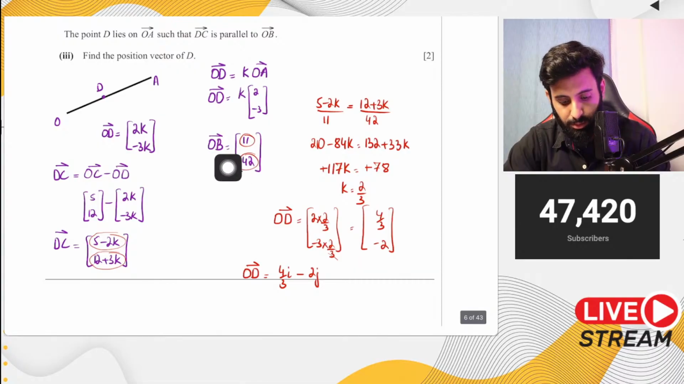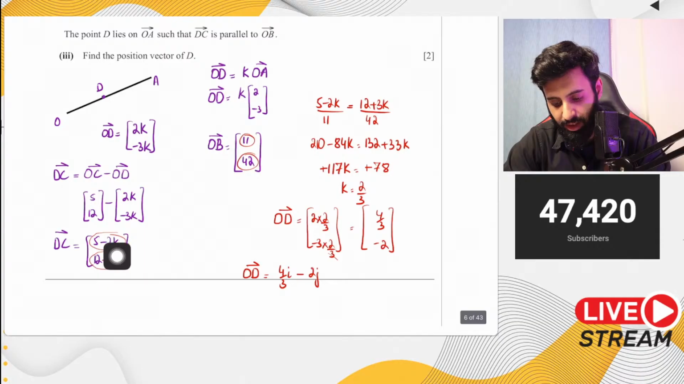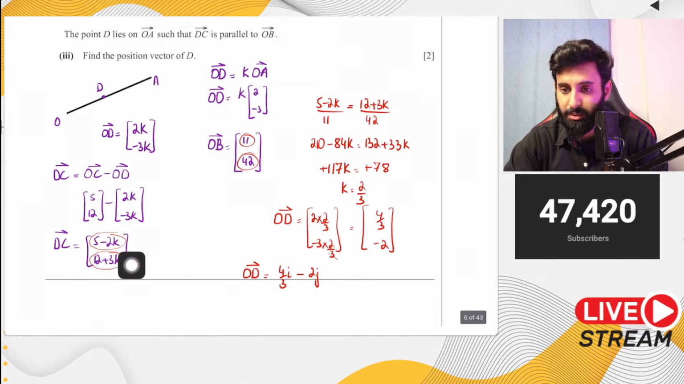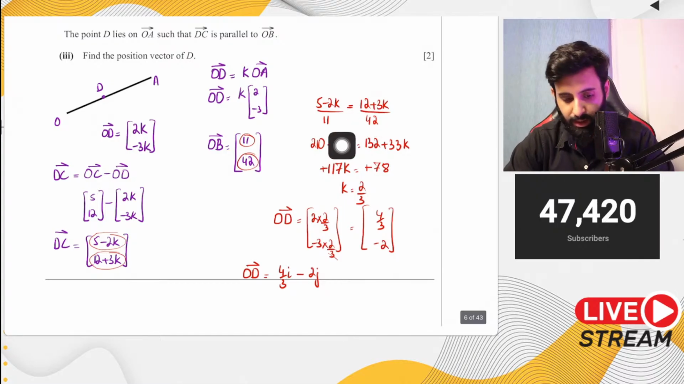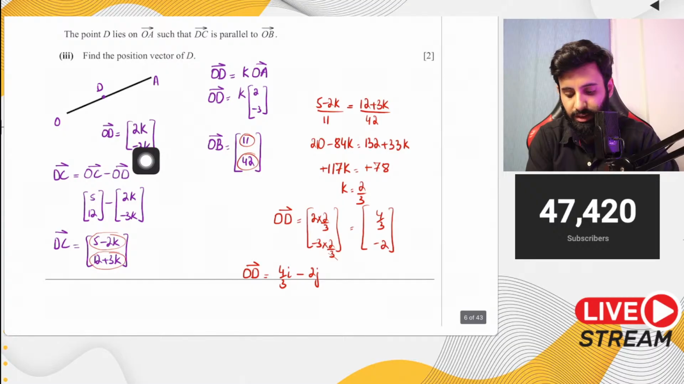Now, since these two vectors are parallel, if you take the x component of this vector, divide by the x component of this vector, this is what you get. That ratio is going to be the same as the y component of this vector divided by the y component of this vector. And then you cross multiply to find out the value of K. Once you have the value of K, you plug that back into this to find out the actual vector OD.